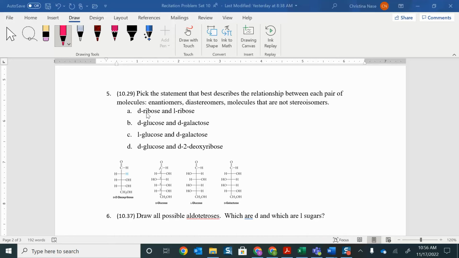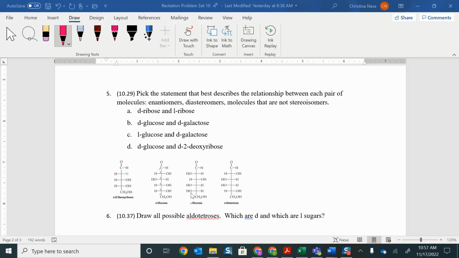D means that the bottommost hydroxide group is going to be on the right, and then the L means it's the mirror image, and that bottommost hydroxide is going to be on the left-hand side. So this is for glucose, L-glucose and D-glucose. The same is going to be true for D and L anything. This bottom hydroxide is on the right, so that's the D enantiomer. Here the bottom hydroxide is on the left, so it's the L enantiomer.